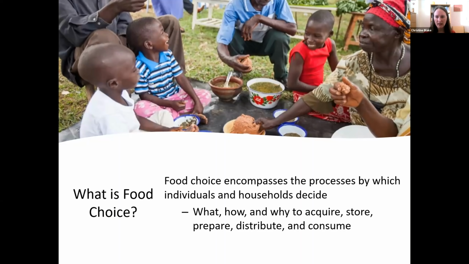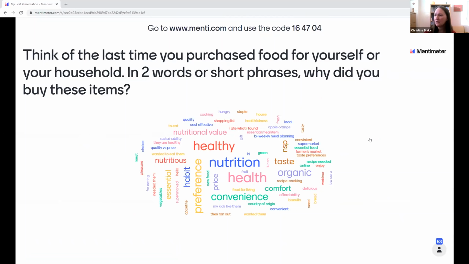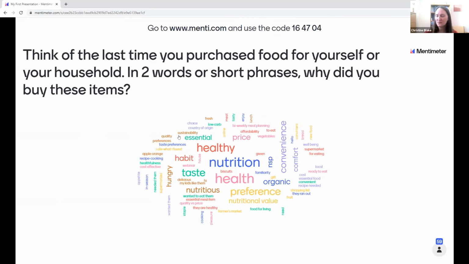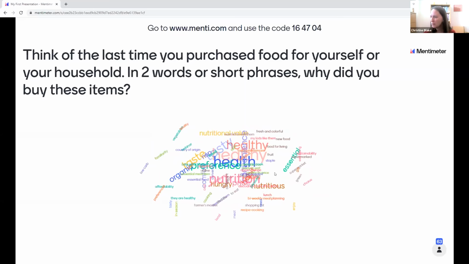Now, a quick peek at how we're doing with our interactive. The question I posted was, think of the last time you purchased food for yourself or your household in two words or short phrases. Why did you buy these items? As you can see here, we've got about 54 people responding, and the words jumping out, the drivers and first thoughts about what drove your purchase decisions were taste, healthy, nutrition, nutritious. I had seen essential in here before, routine, discounted, affordable, et cetera. So a variety of considerations.